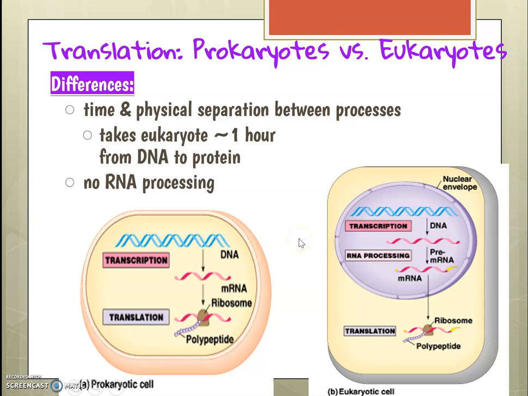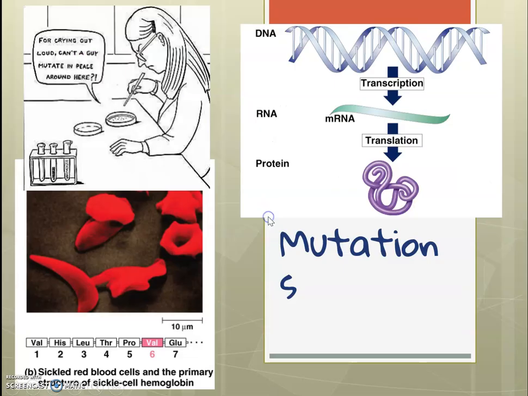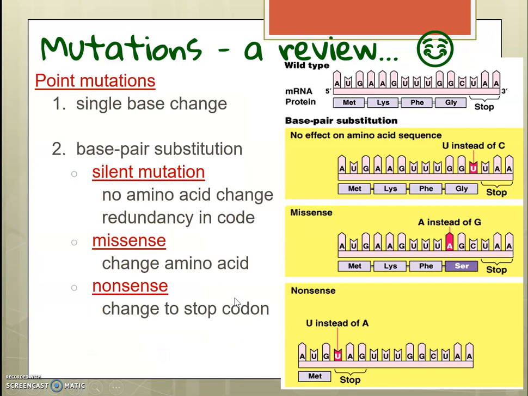So for the differences between eukaryotic and prokaryotic, time and physical separation between the processes. For eukaryotes, it takes about 1 hour to go from a DNA to a protein, but for prokaryotes, there's no RNA processing. So there's no double checking to make sure that it's okay with the splicing and everything like that.